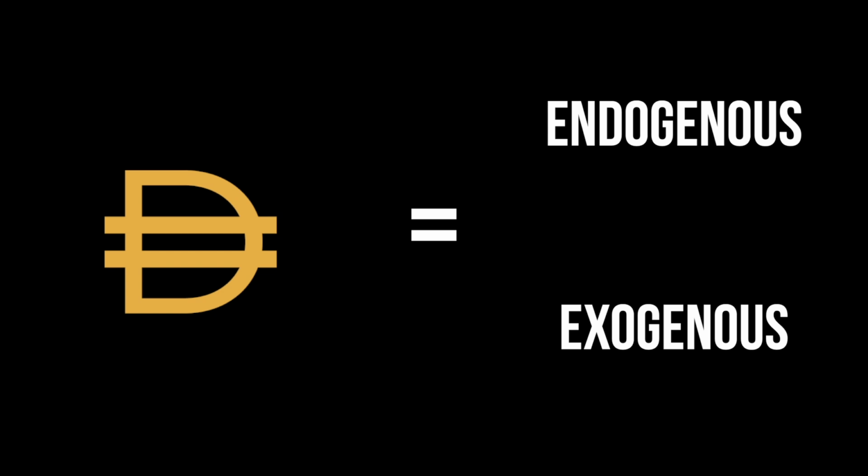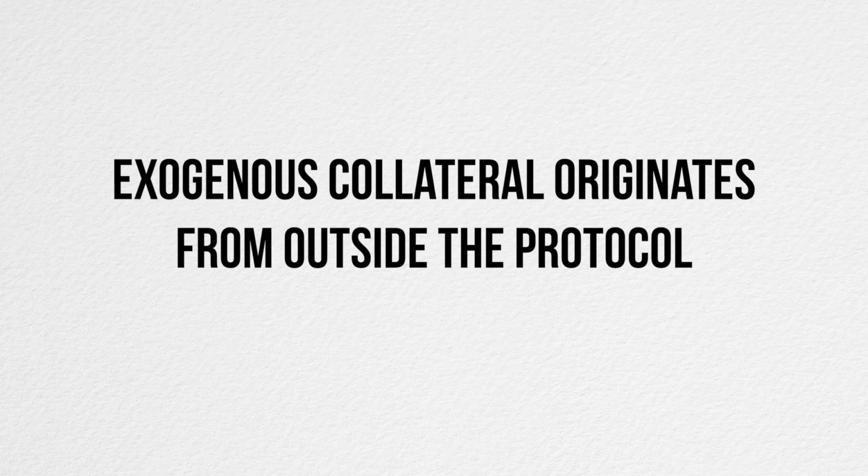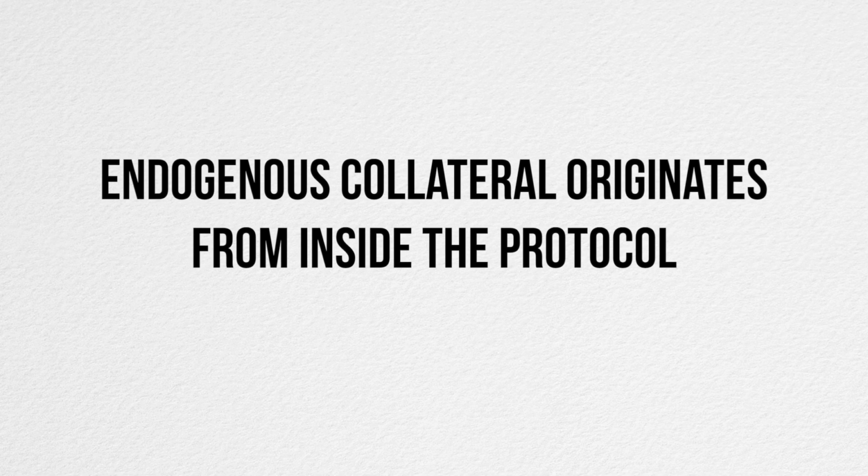If DAI, the stablecoin, fails, does the underlying collateral ETH also fail? No, so the DAI system is exogenous. The value of ETH isn't dependent on the value of DAI. If UST fails, does the underlying collateral Luna/Terra fail? Yes, absolutely. And this is exactly what happened that caused the system to lose $40 billion in what seemed like a day. Exogenous collateral originates from outside the protocol. Endogenous collateral originates from inside the protocol.